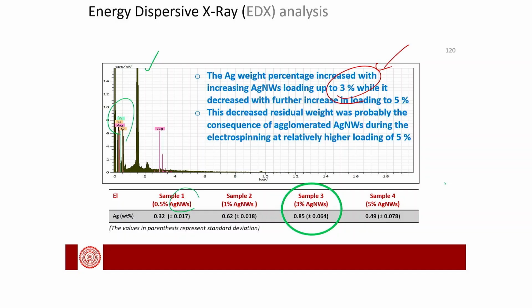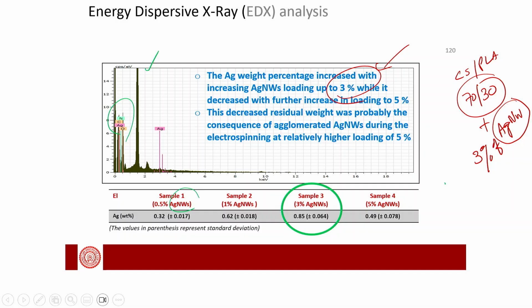So, the final selection was that the chitosan PLA blend will be 70-30, and on that we add 3% of silver nanowire. Okay. That was our final blend, and with this combination we produced the nanofiber web by electrospinning.